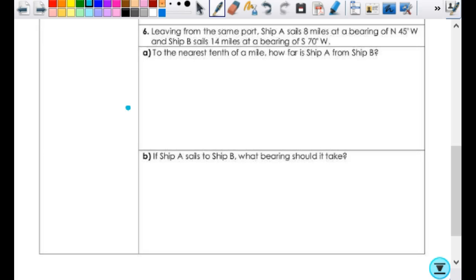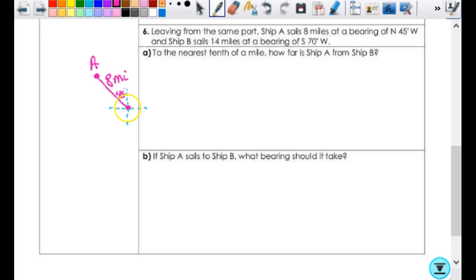All right, so can I draw it now? You can follow along. If you want to redraw it with me, you can, but maybe yours is perfect and everything is great. So let's just look up here. So leaving from the same port. So here's where we're going to leave from. And so I'm going to have a bearing. So I'm going to put my little north, south, east, west here. It says ship A sails 8 miles on a bearing of north 45 degrees west. So I'm going to go north, but then swing 45 degrees west. This is ship A, and he went 8 miles, right? And this is 45 degrees right there. Okay, does that make sense?